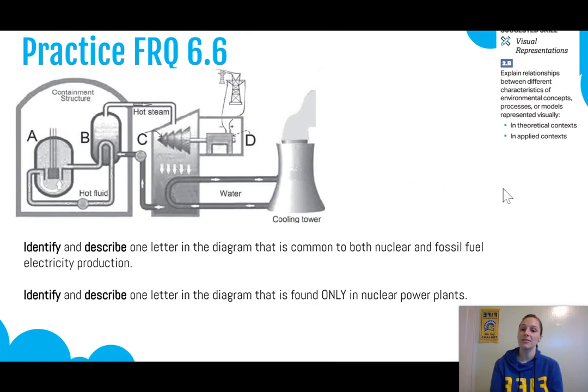So that will be your practice FRQ for 6.6, and those were your notes on 6.6 about nuclear power.